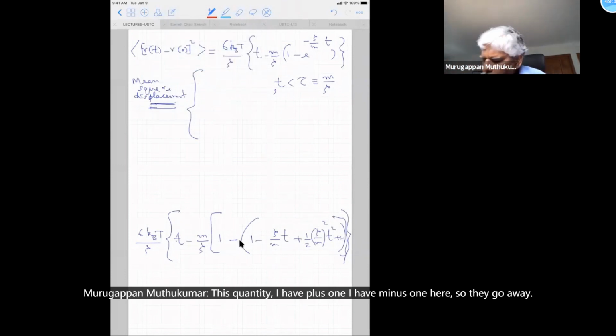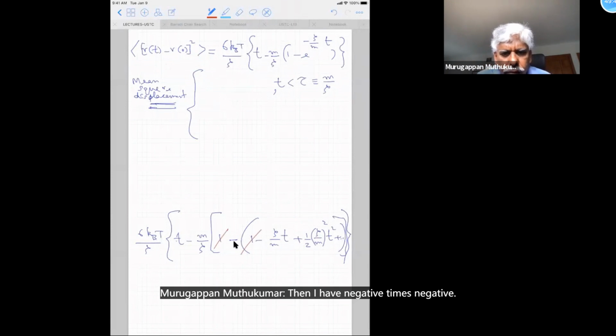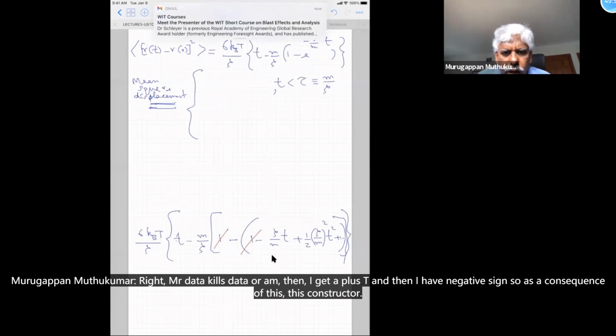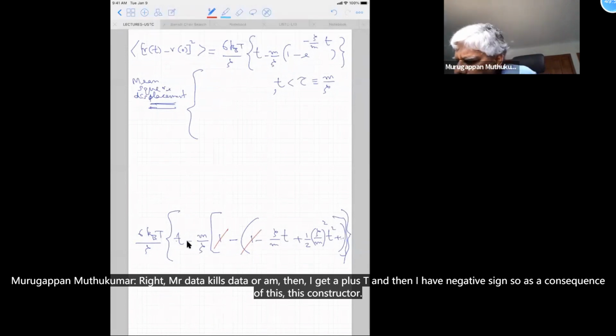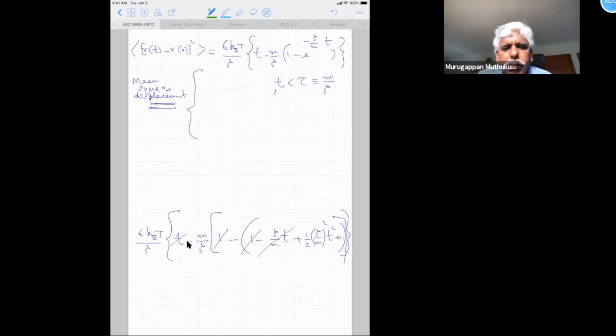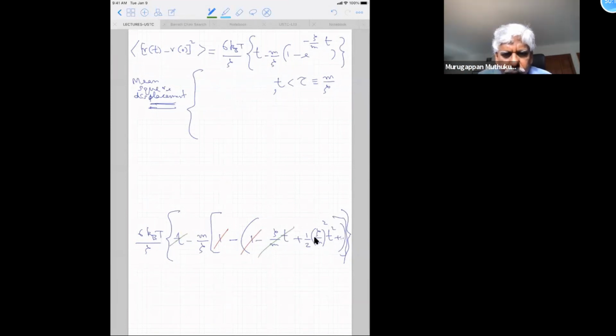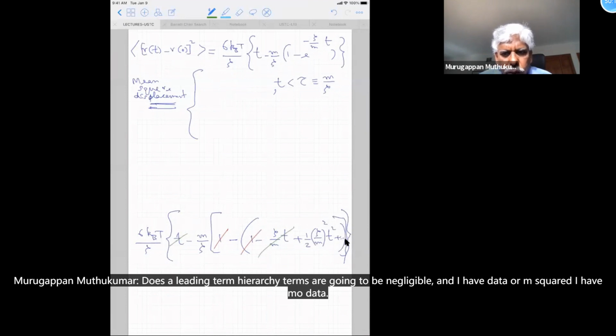So they go away. Then I have negative times negative, zeta over m times t. Then I have m over zeta, right? m over zeta kills zeta over m. Then I get a plus t, and then I have a negative sign. So this kills that term for t small when I do the expansion. Therefore, I'm left with this term. That's the leading term. Higher order terms are going to be negligible.